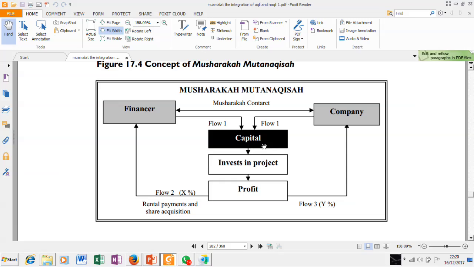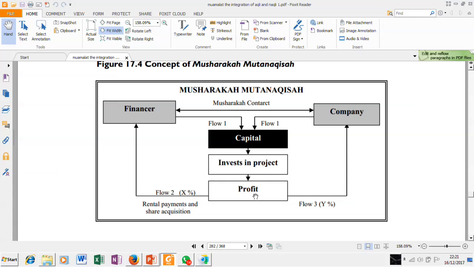All right. First, the financier and the company will enter into a musyarakah contract. They will enter into a partnership contract to own a specific asset, for example, a house. Then the company and the financier will contribute capital to the project. For example, probably the financier will provide 90% and the company will provide 10%. Then they invest in the project and they'll get profit.